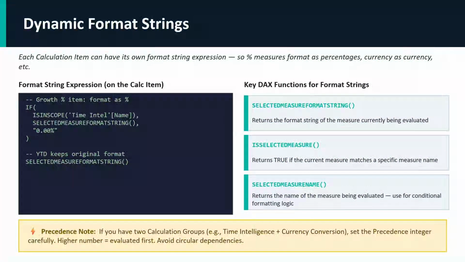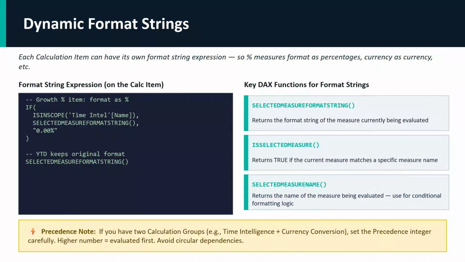That will take us to what we call dynamic format strings. So every calculation group has its own format string. Are you following? Your profit margin measure is formatted as a percentage, for example, 32%. But when you apply YTD calculation item, the result is showing you as decimal.